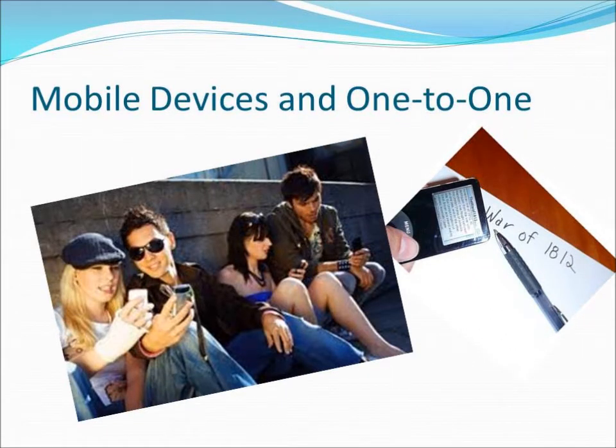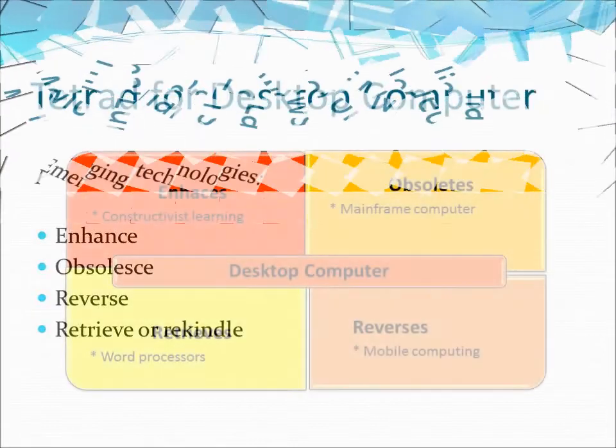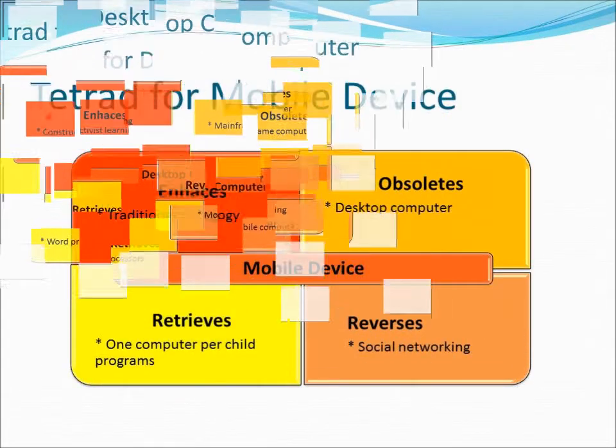The four laws of media developed by McLuhan help explain how technologies transform into different forms that better meet the needs of the society while maintaining their historical and technological identities. McLuhan's laws of media help explain how emerging technology evolved and progressed through time by responding to the questions: what did it enhance, what did it obsolete, what did it reverse into, and what did it retrieve and rekindle. Applying McLuhan's laws to the desktop and the mobile device, two of its four elements might be the following.